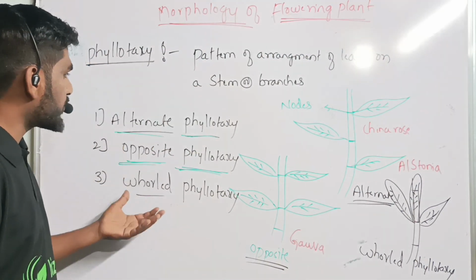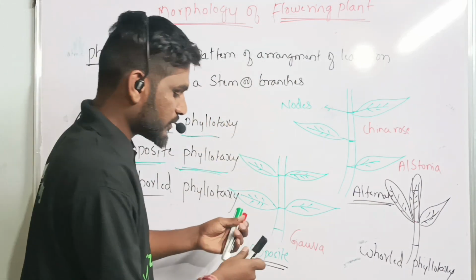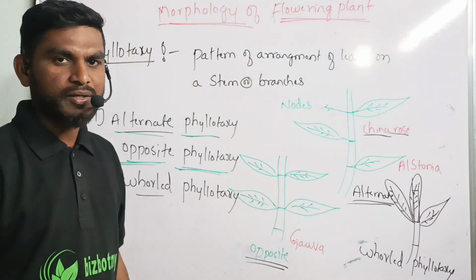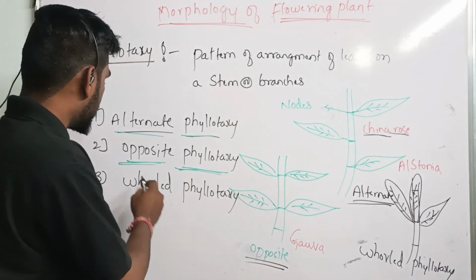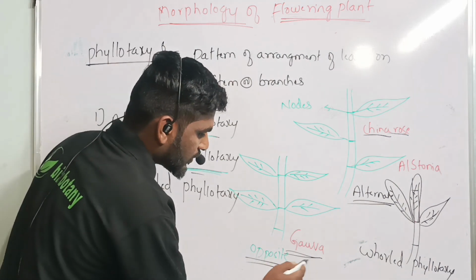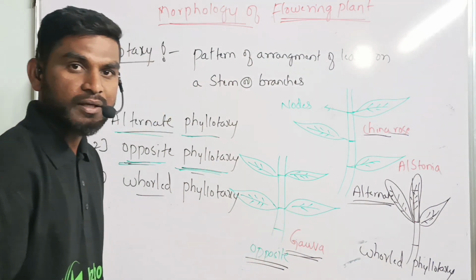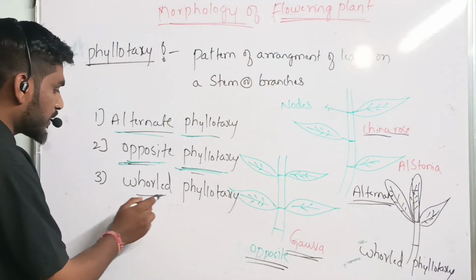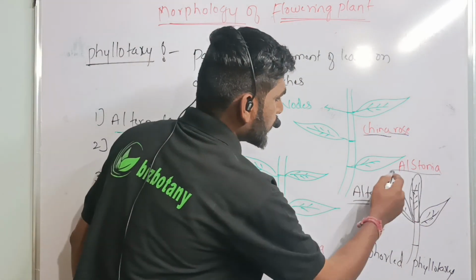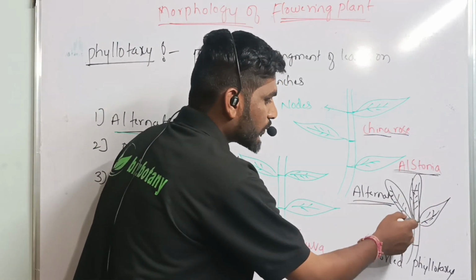Examples for these three types of phyllotaxy: for alternate phyllotaxy we have the example China rose. In China rose plants, the leaves are arranged alternately on a stem. For opposite phyllotaxy, we have the example guava. In guava plants, leaves are arranged opposite to each other at a node region of the stem. In whorled phyllotaxy, we have the example Alstonia. In Alstonia, the leaves are arranged in a circular form.